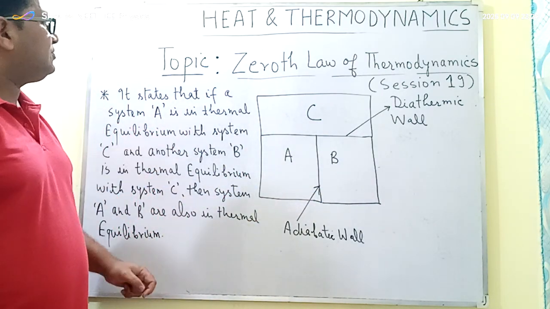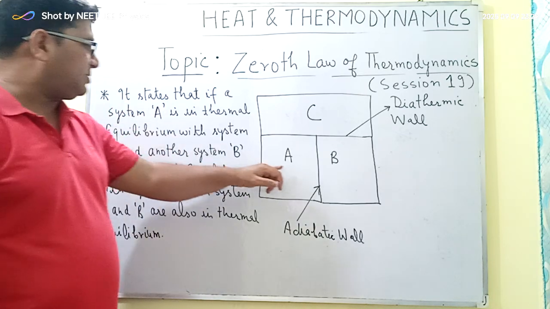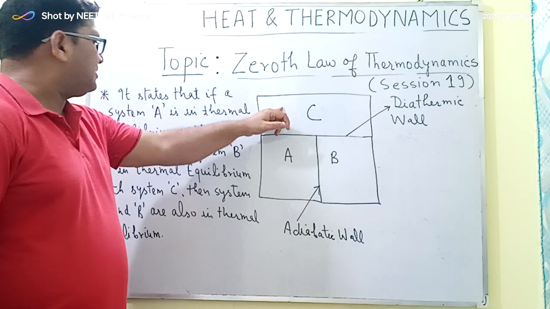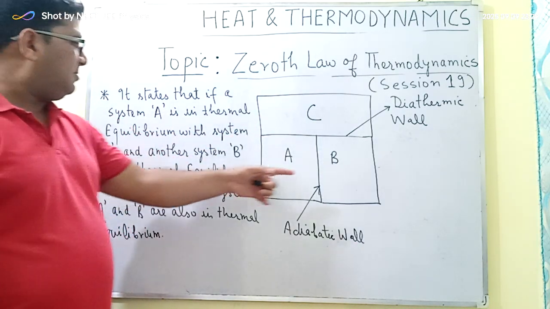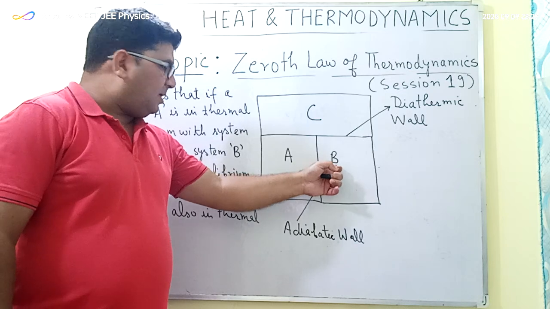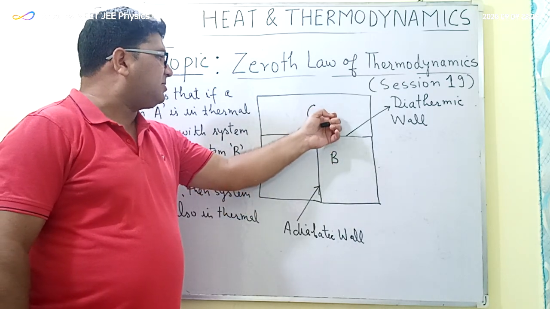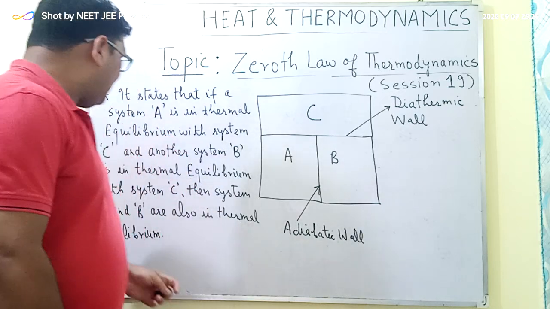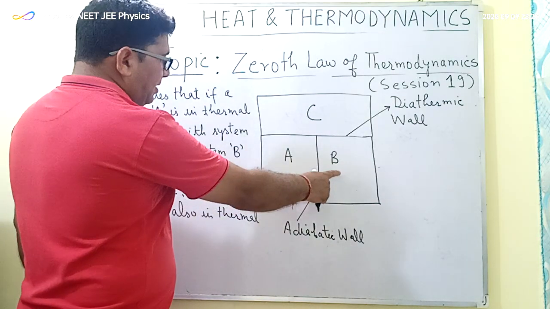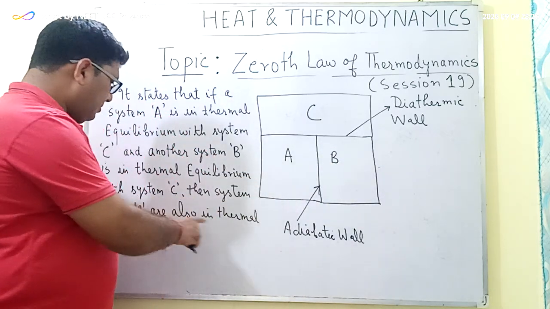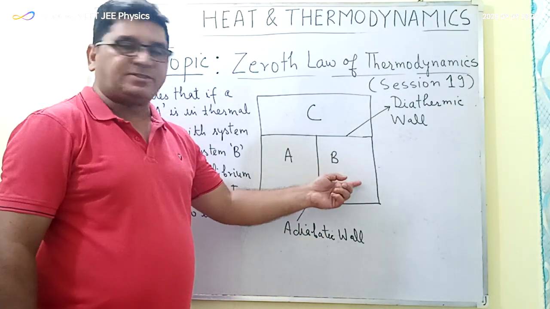So as per the zeroth law of thermodynamics, if a system A is in thermal equilibrium with another system C, and if there is another system B which is in thermal equilibrium with the same system C, then the system A and the system B will also be in thermal equilibrium. Now let us understand this with the help of this diagram here.